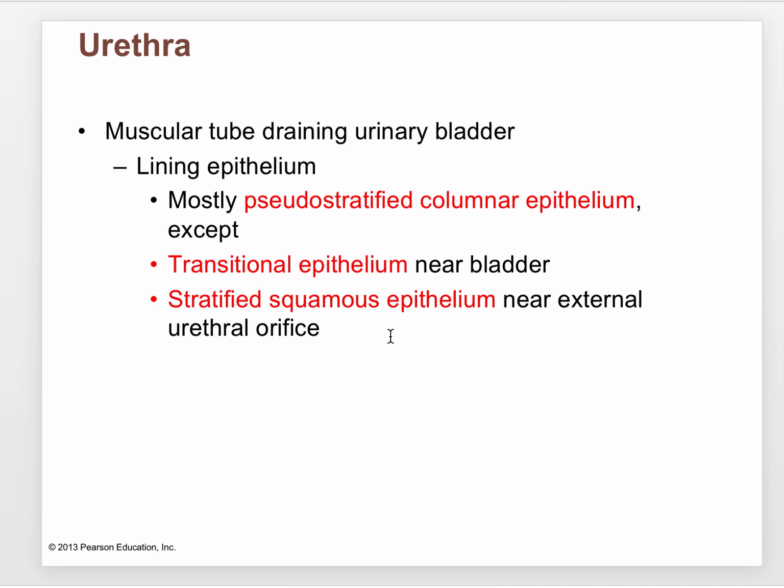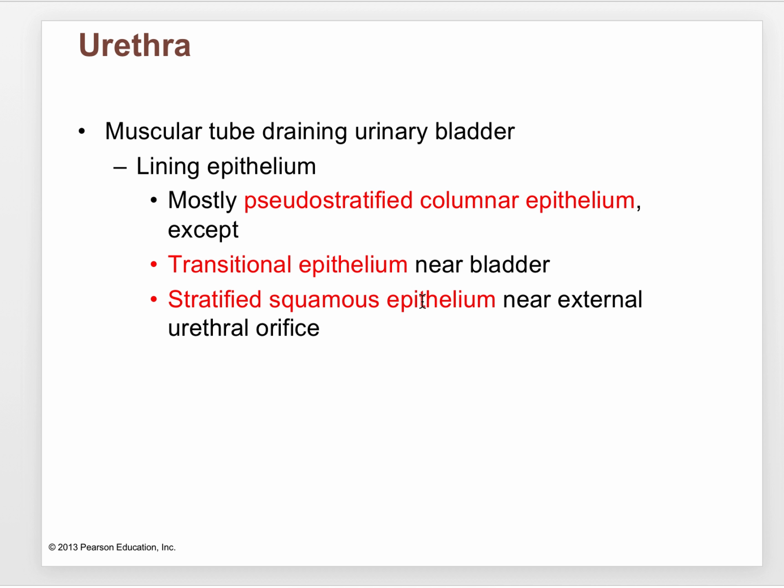Now finally, the urethra is the tube draining the urinary bladder. The lining epithelium is mostly pseudostratified columnar epithelium. But the portion near the bladder is made of transitional epithelium, because the bladder's epithelium is transitional epithelium. So the first part of the urethra is transitional epithelium.